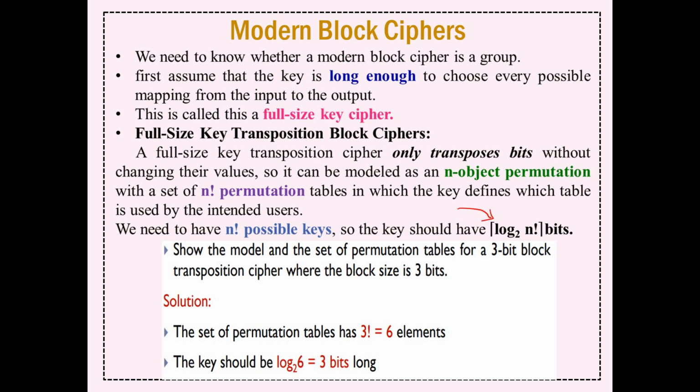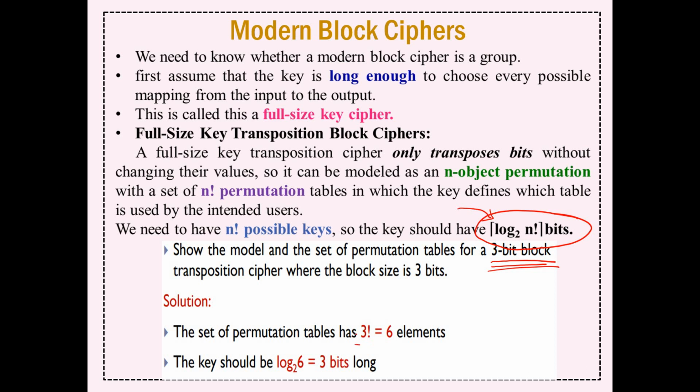Their key length will be given as log to the base 2 of n factorial bits. So if it is a full-size key transposition cipher, then the number of bits will be log of this. Suppose, as in the example mentioned here, it's a 3-bit block cipher, a 3-bit block transposition cipher. In that case, what will happen?